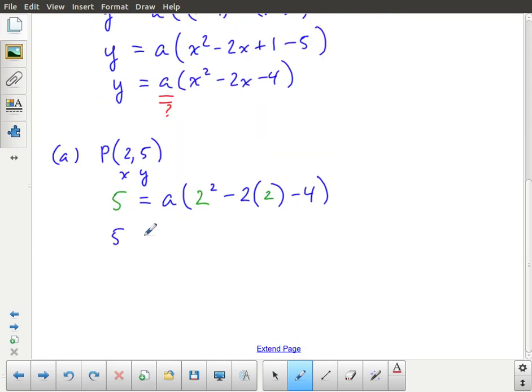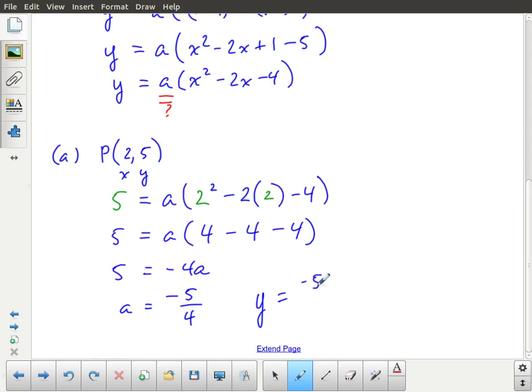And so I get 5 equals a bracket, 2 squared is 4, minus 2 times 2 is minus another 4, minus 4. And all of these things together, 4 minus 4 is 0, so I end up with 5 equals negative 4a, or a equals negative 5 over 4. So this one has an equation, y equals negative 5 over 4 multiplied by x squared minus 2x minus 4.